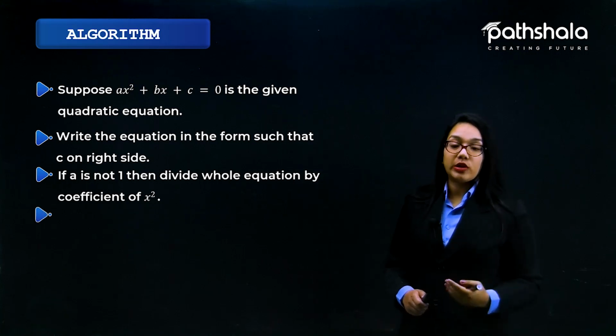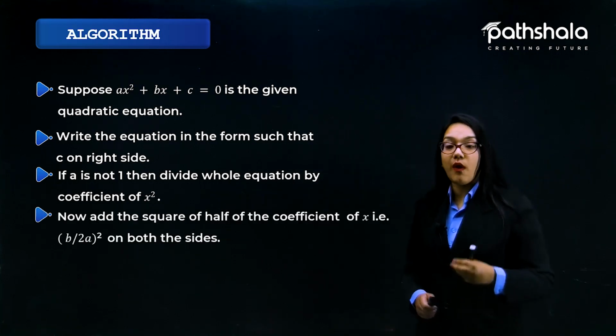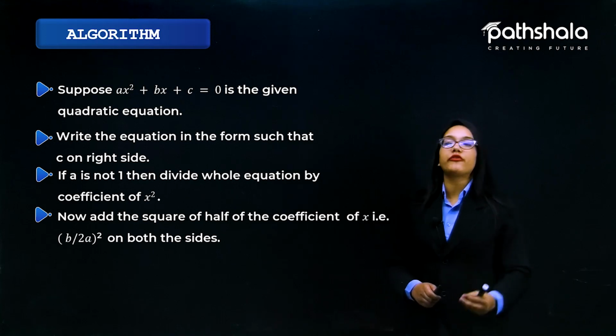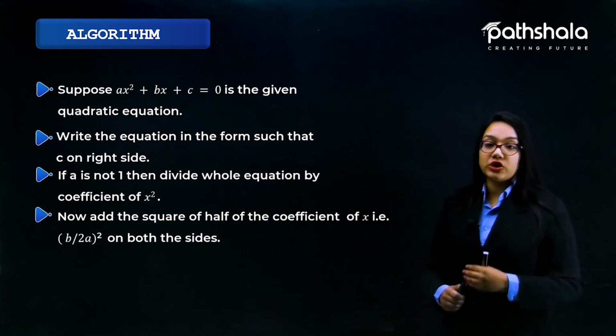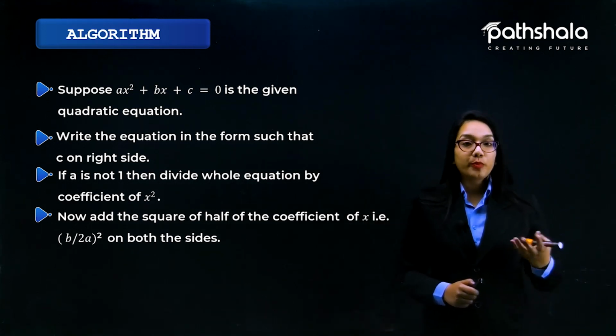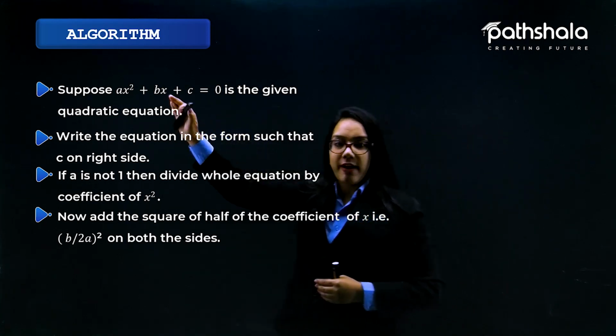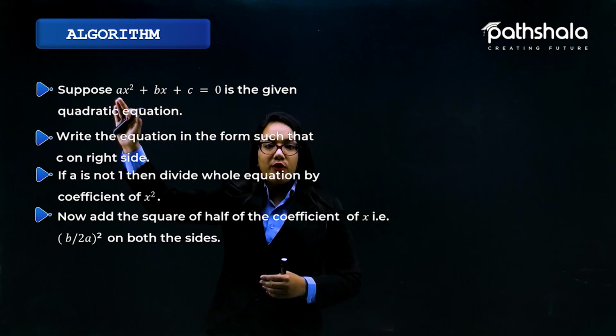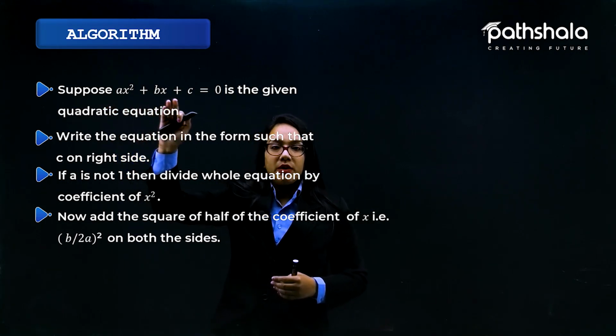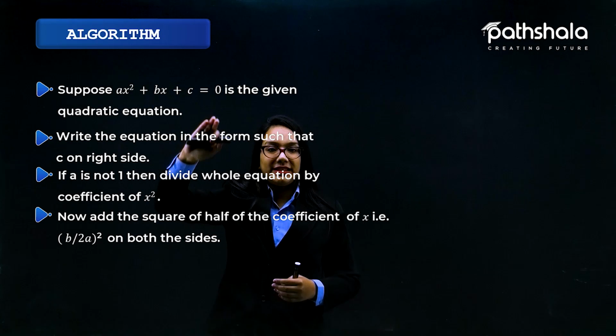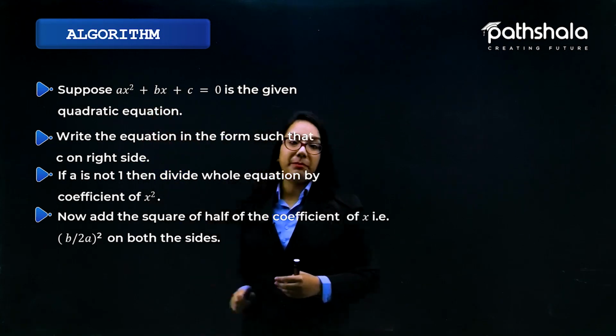So let's just talk about the next step. The next step would be to add the square of half of the coefficient of x. The coefficient of x would be of the form b by a, because if we are dividing this equation everywhere by a, it would be of the form x square plus b by a x, which is equal to minus c by a. So the coefficient of x is nothing but b by a.